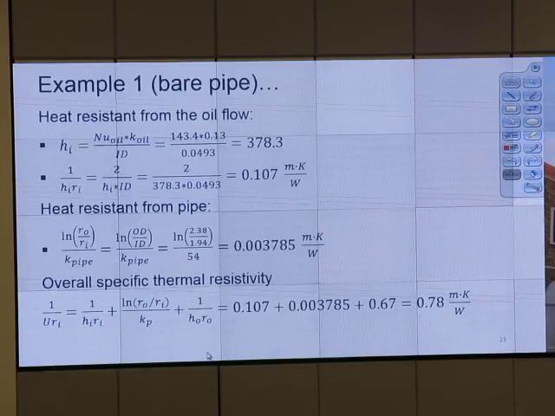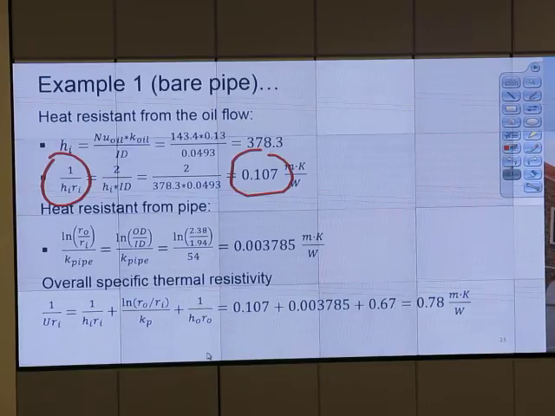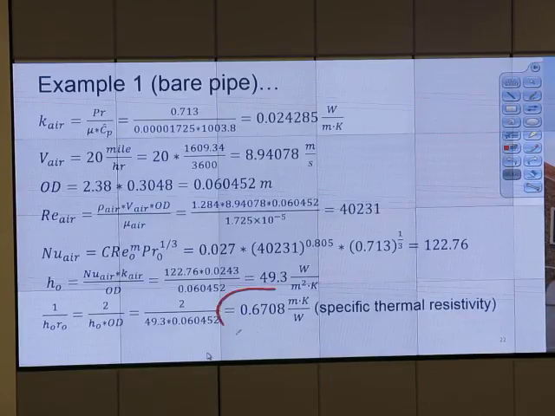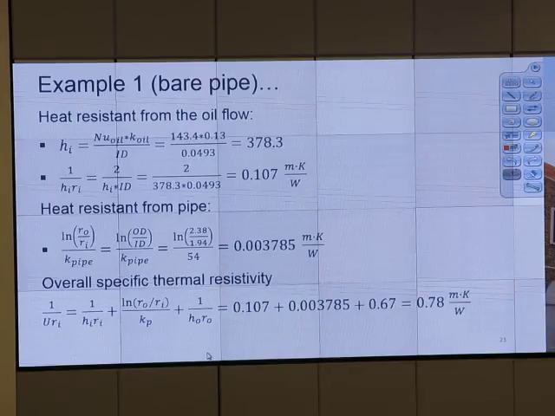HI is NU K over D. So I get HI. Okay. And 1 over HI RI is just 0.1. Not a lot, right? And this one gives me 0.6 something.